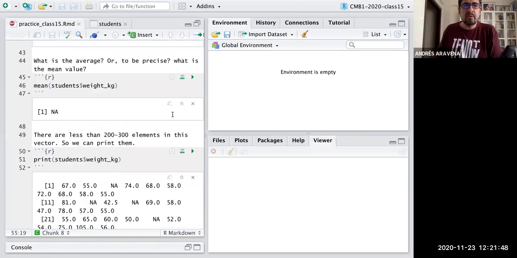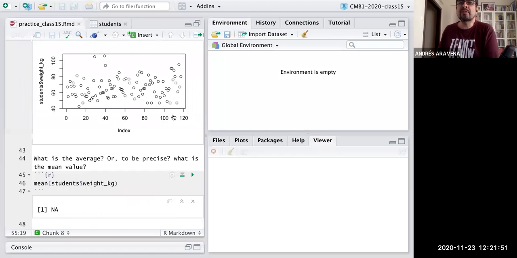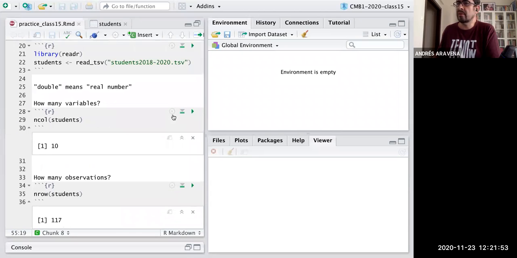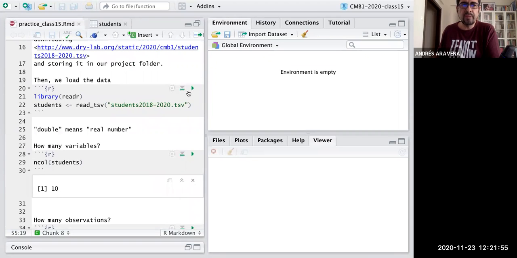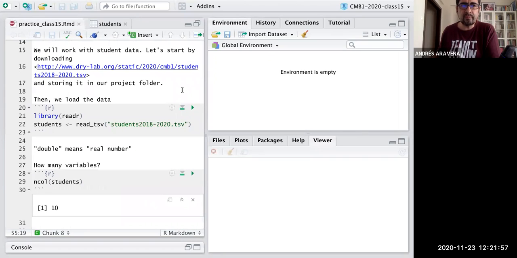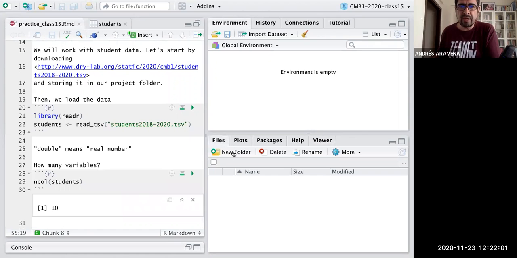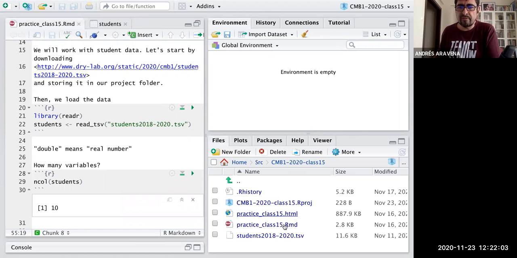And we had a problem with the NA. Okay, let's see what happened with summary when we have NA. So I am starting here. Let's see the files. Okay, this is the file, the RMD file here, and these are the data. So I am starting by reading the data here.